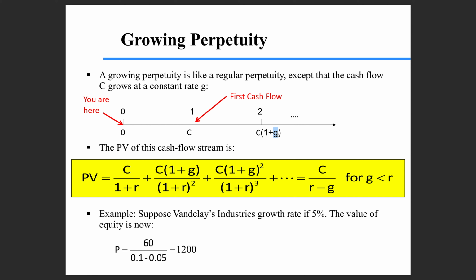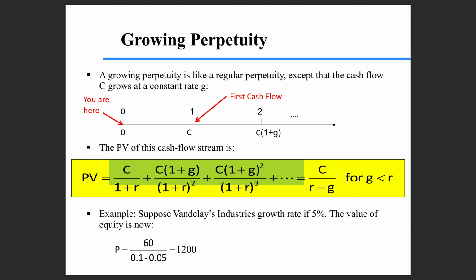Assuming that we start with the first cash flow equal to C, the time 2 cash flow will be C multiplied by 1 plus G, 1 plus growth rate. The time 3 cash flow would grow for one more period, so it will be C times 1 plus G raised to the power 2, and so on and so forth. And again, we don't need much more than algebra to show that this infinite summation of cash flows that grow at the constant rate G and are discounted by using the constant discount rate R is simply equal to C divided by R minus G.